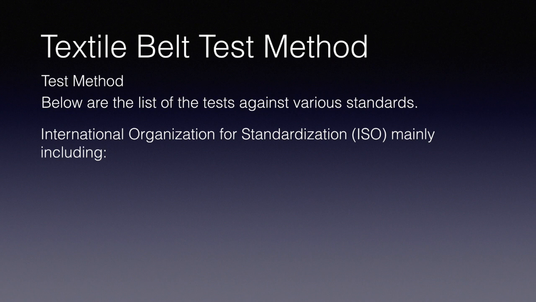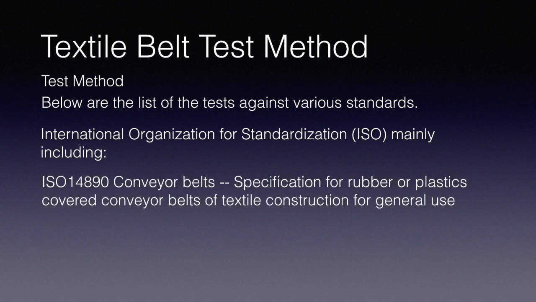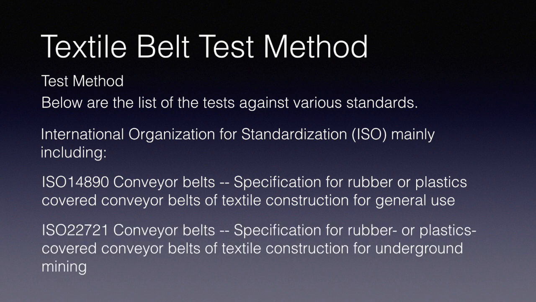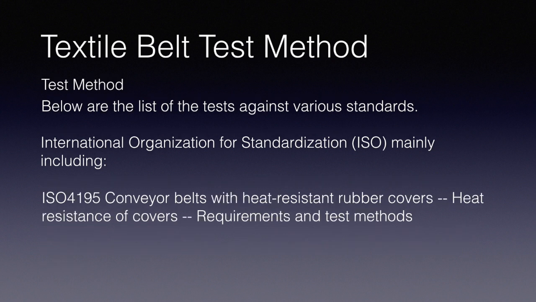International Organization for Standardization, ISO, mainly including ISO 14890, conveyor belts, specification for rubber or plastics covered conveyor belts of textile construction for general use; ISO 22721, conveyor belts, specification for rubber or plastics covered conveyor belts of textile construction for underground mining; ISO 4195, conveyor belts with heat-resistant rubber covers, heat resistance of covers, requirements and test methods.